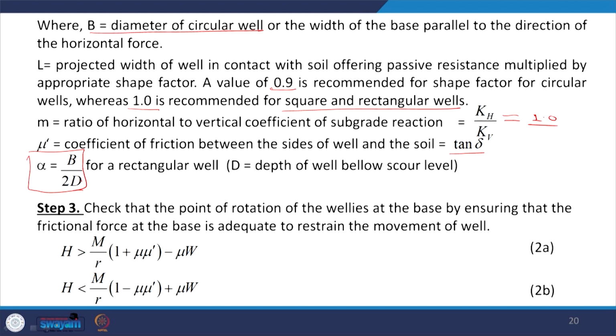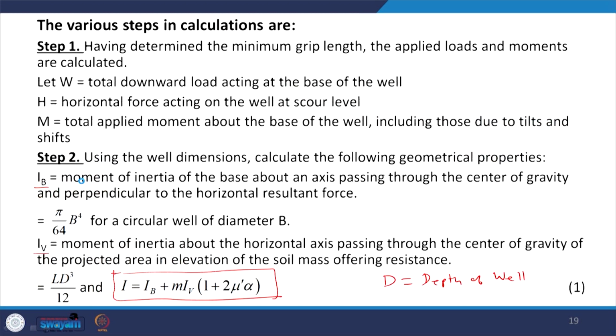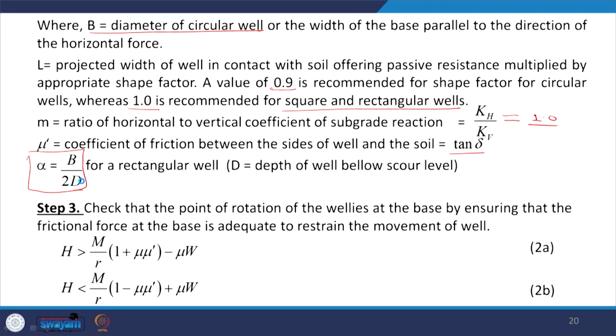So, that will give the value of alpha. Alpha is naturally a ratio and dimensionless. This way, using equation 1, you can find the value of I. Once I is known, then the rest of the calculation starts. From step 3 onwards, some checks are applied. I am not going into the derivation of these checks, how these equations have come, because they are too complicated. Rather, we are going to discuss their application part.